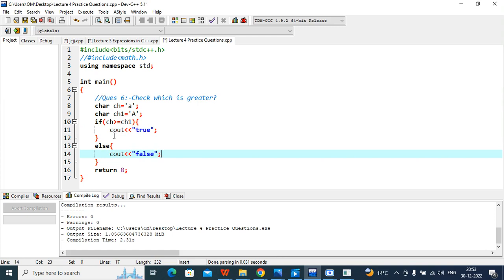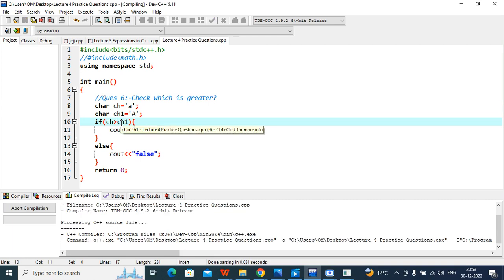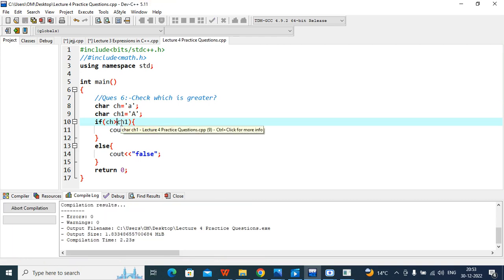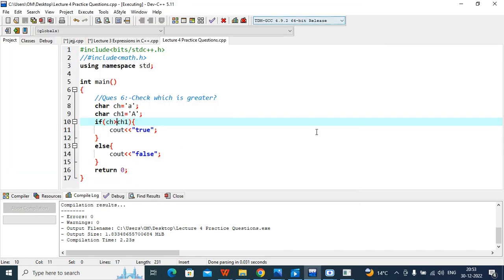Is small a equal to or greater than? Okay, I'll not put the equal to. You know that it is case sensitive, so it will not impact much. So this is the twist part. Do you think that a is greater? Let us check the answer and then we will discuss. As you can see, it is giving you true.